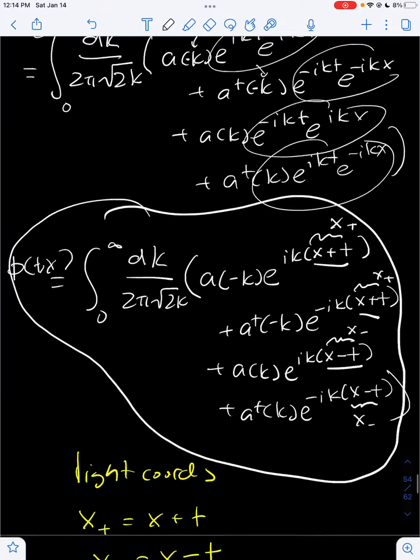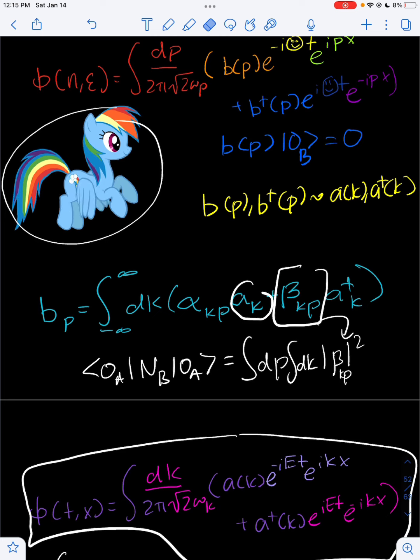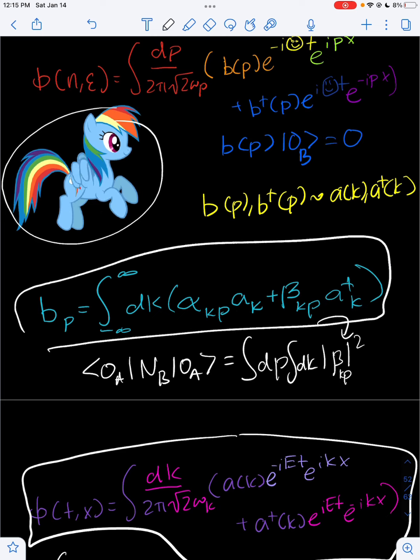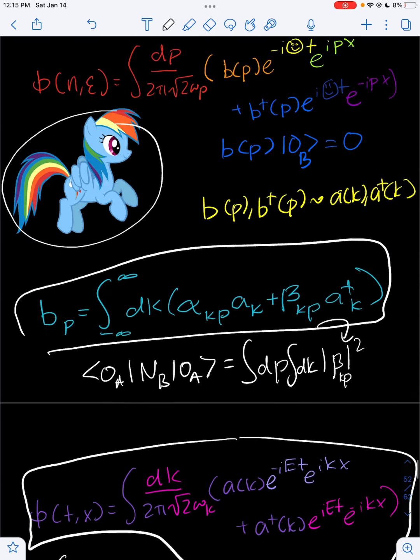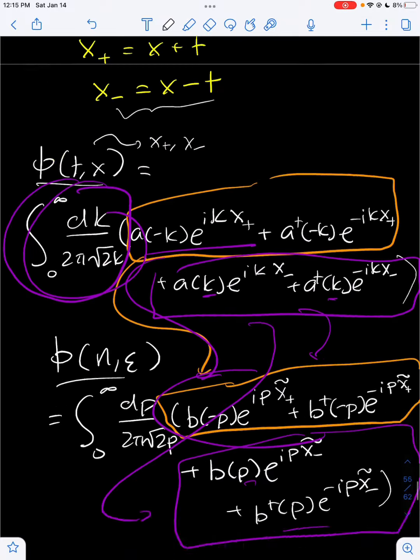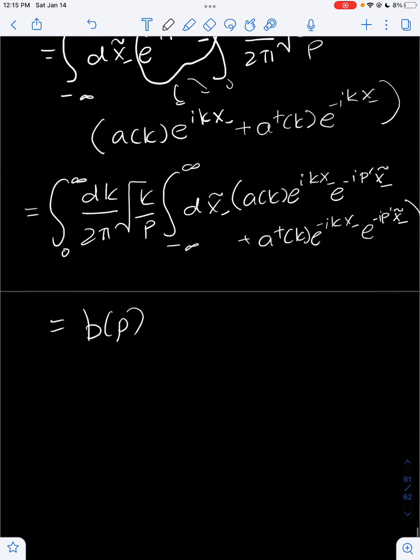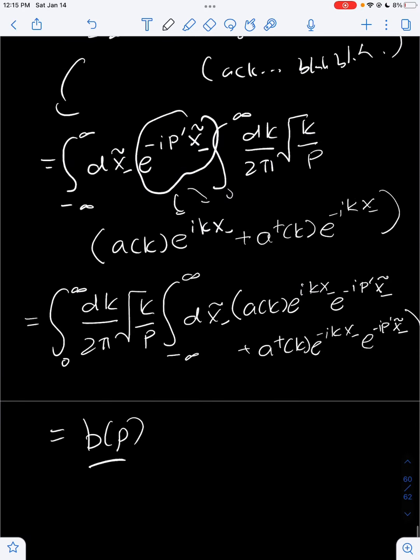Recall that we were trying to write b of p in terms of this over here, in terms of a of k and a conjugate k. And it turns out, with the help of Twilight and Rainbow Dash, we actually did that. We have written out b of p, which is over here, in terms of a of k and a conjugate k. So we've done what we were trying to do.